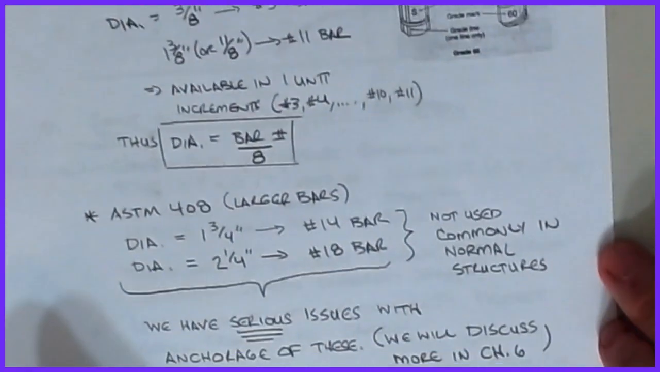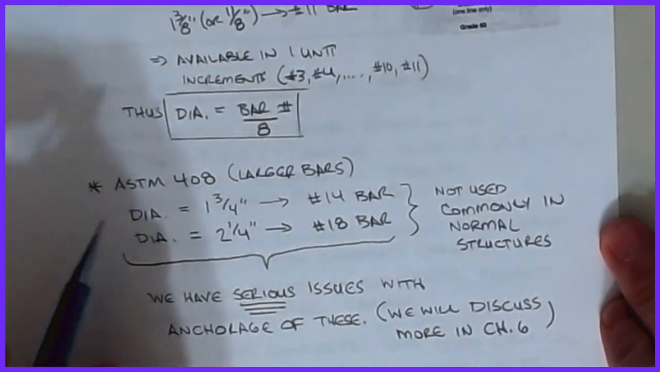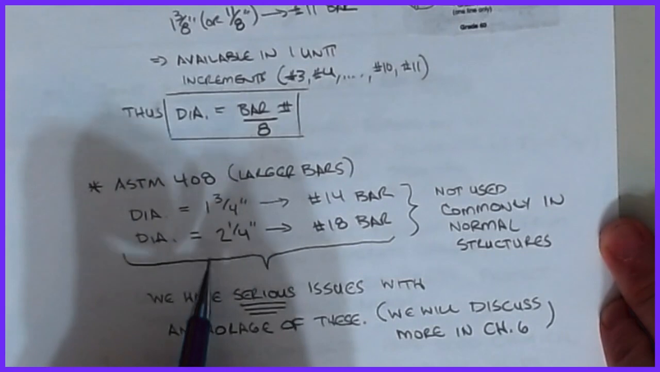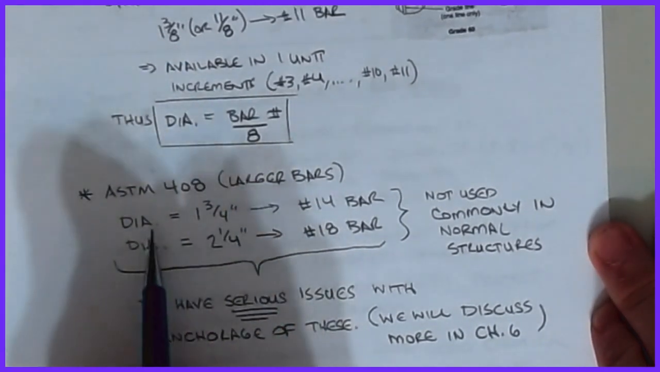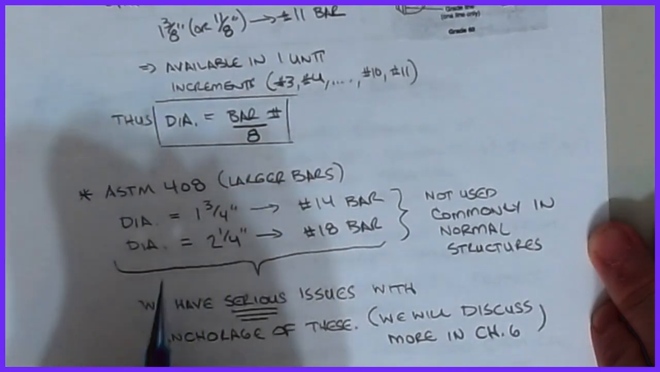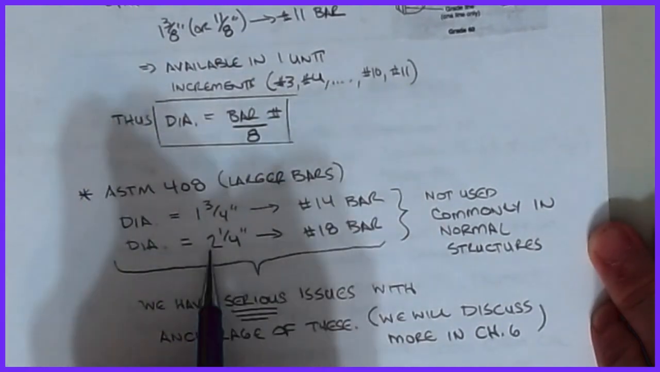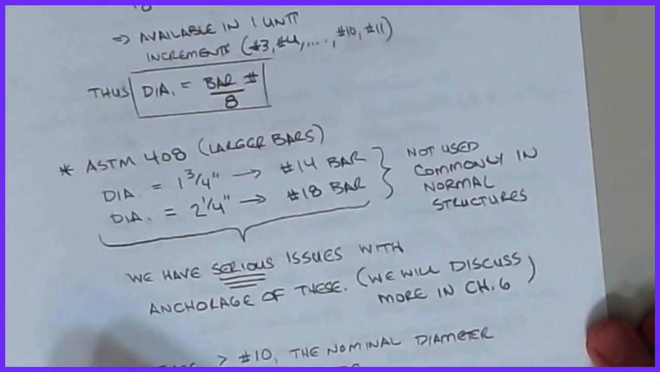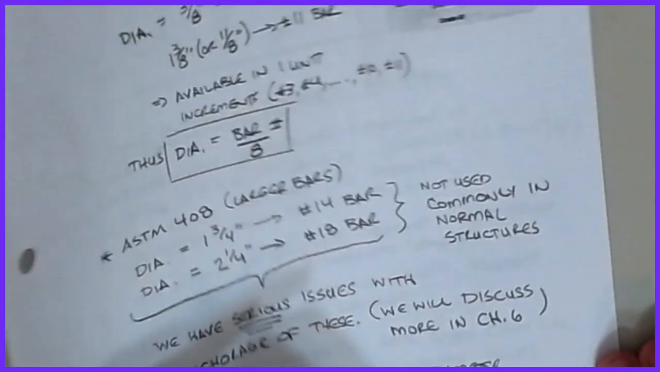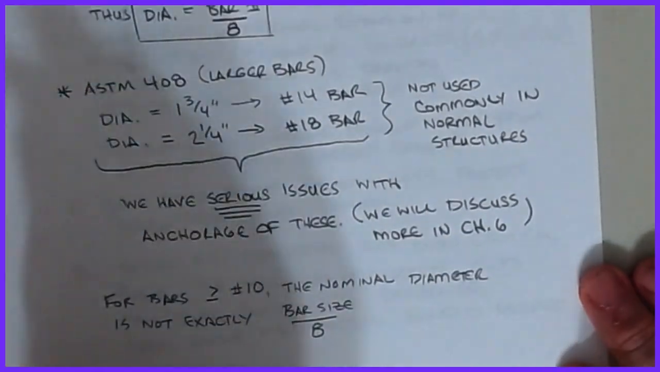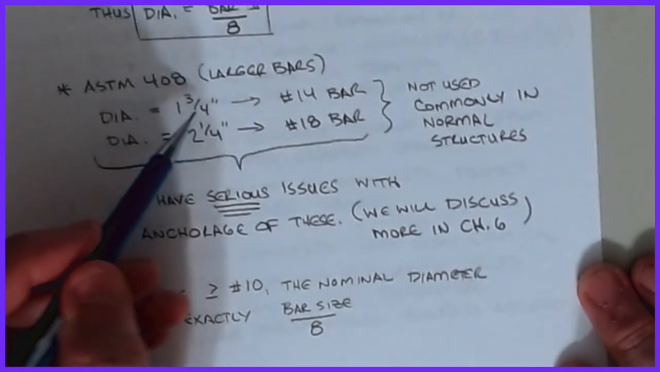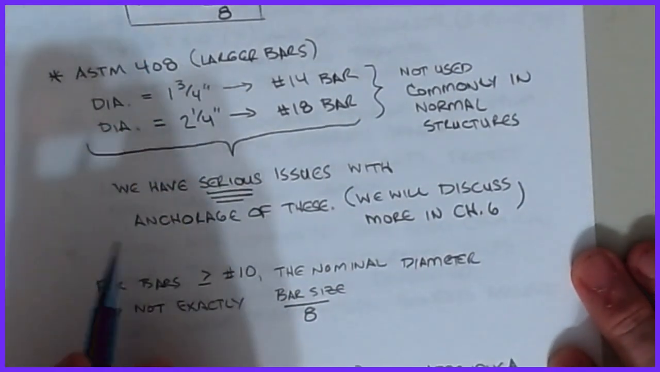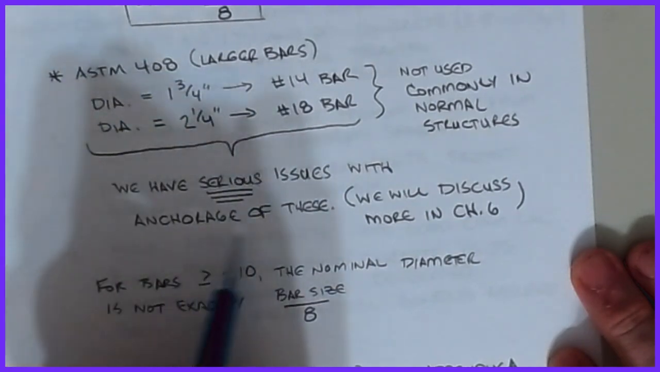Now for larger bars, and these aren't very common in normal structures, but they do show up. We get our number 14, which is a 1 3/4 inch bar, and a number 18 is 2 1/4. But like I say, I try to avoid using those because the bonding issues to be able to fully develop that area of steel are very, very long. And so we have serious issues with the anchorage of these.